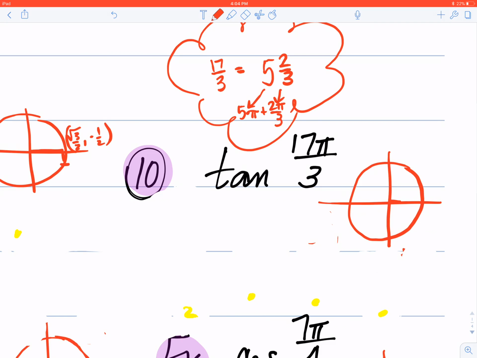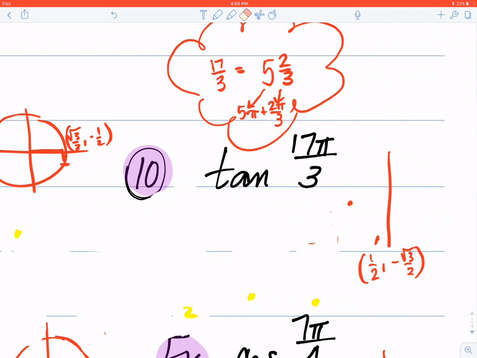So if I'm starting at 5 pi, here would be 1 pi over 3, here would be an extra 2 pi over 3. So this is the spot that I want to focus on. This is going to be a 1/2 and a down root 3 over 2. So negative root 3 over 2.